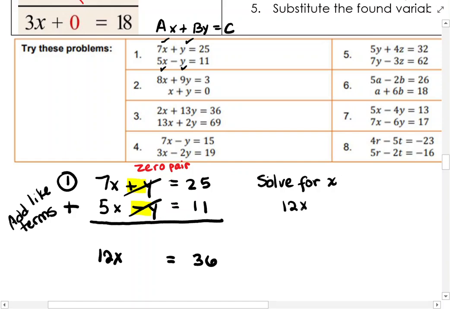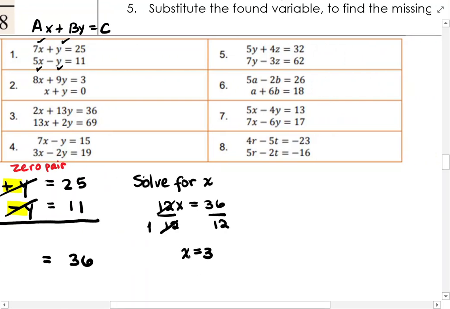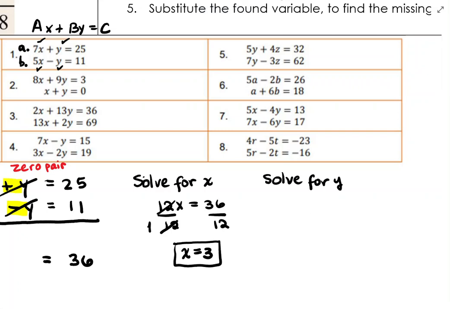We have 12x equals 36. Dividing both sides by 12, x becomes 3. All right, now that we know x, we're going to use x to solve for y. And for this, you need to go back to the original equations, right? You're either going to pick equation A or equation B. So in this case, it really doesn't matter which one you pick. So I'm just going to pick the first one.